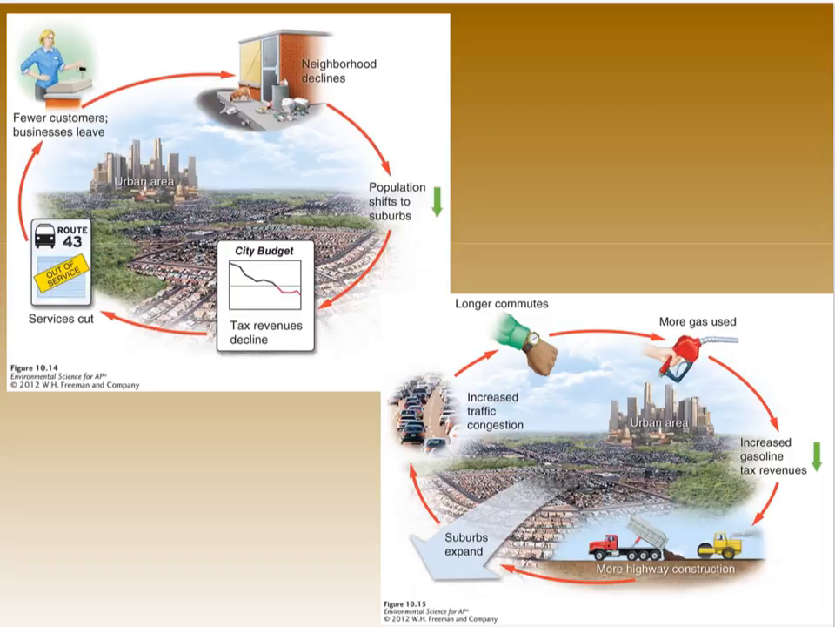Another one we have, I'll start on the right. The suburbs expand. As they expand, you're going to have more traffic driving in, increased traffic congestion. More traffic congestion gives you longer commutes. Longer commutes mean you're using more gas. Using more gas increases the gas tax revenue. If I have more tax revenue, then I can build more highways. If I have more highways, then people are going to move more out into the suburbs. And there's another feedback loop.